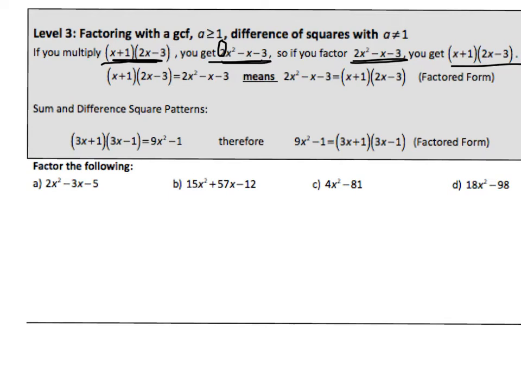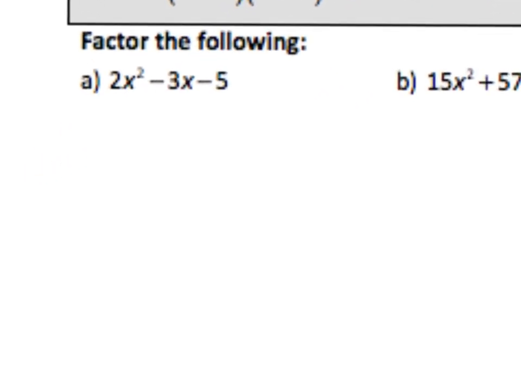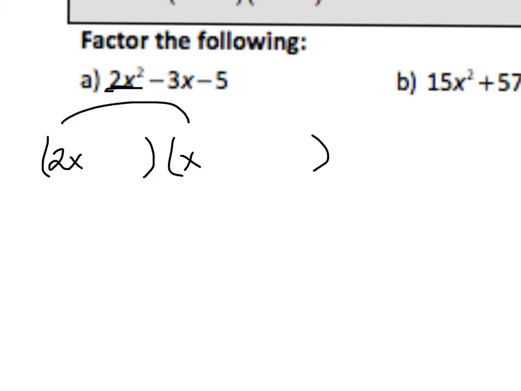So you always want to ask yourself first, is there a greatest common factor? And in letter A, we're looking again at the smallest number. You've got 2. Since 2 does not go into 3 or 5, I know there is no greatest common factor here. So I'm going to set up my 2 factors. These two have got to be multiplied to get 2x, so my only options are 2x and x. Now these back numbers have got to multiply to get to a negative 5. It could either be a negative times a positive or a positive times a negative.